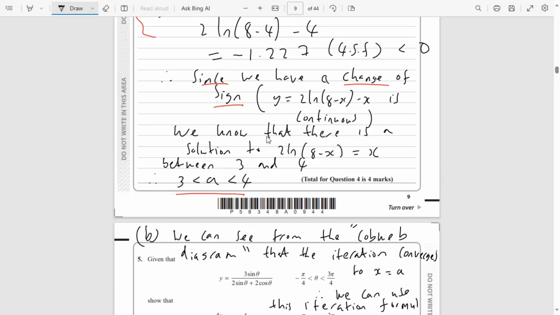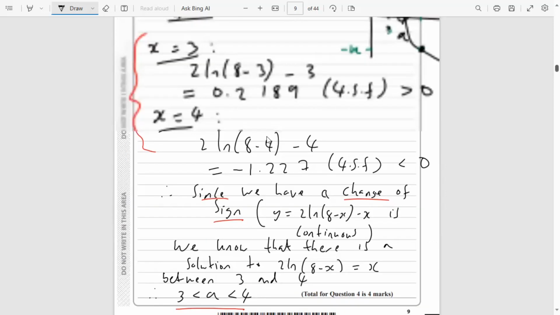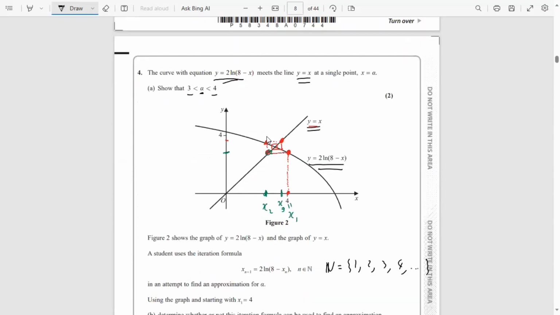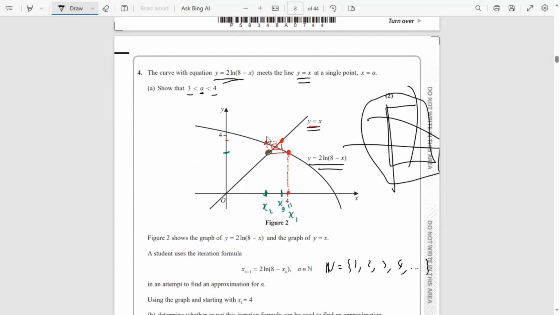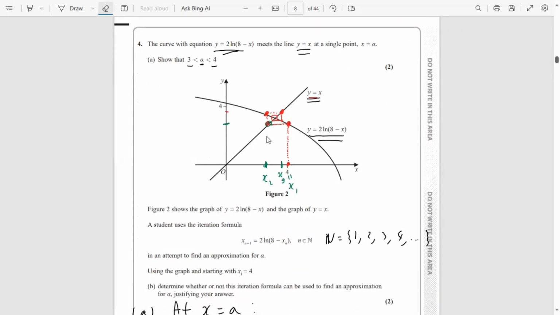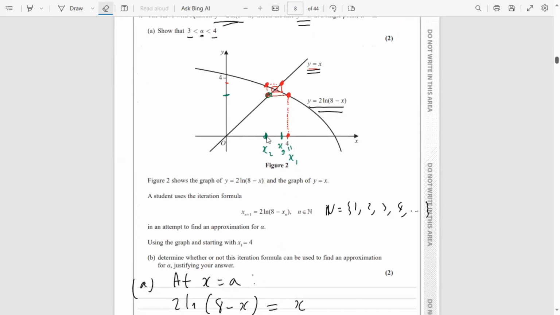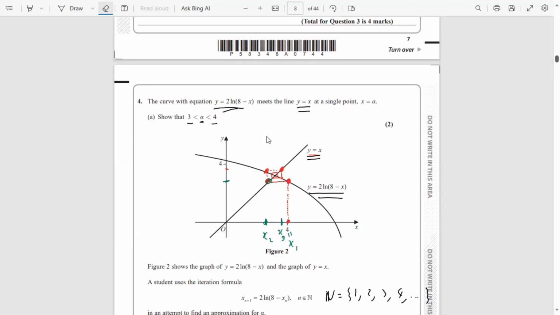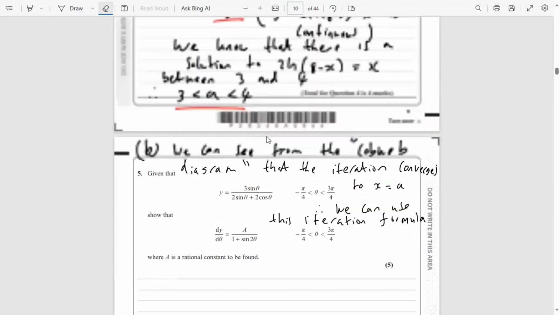Now, sometimes some iteration formulas don't converge. So you may get a diagram with a curve there, another one there, and a diagram that just spirals out of control and diverges instead of converges. So it just depends on your diagram, your starting point, and the curves you have. So it's always good to do these diagrams, because then you can see whether you are converging to that point of intersection or diverging. So that's the whole point of these diagrams.